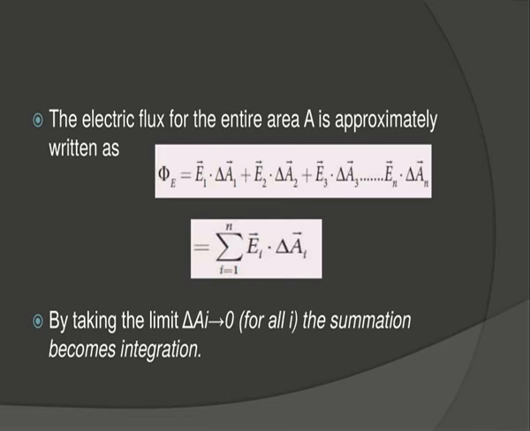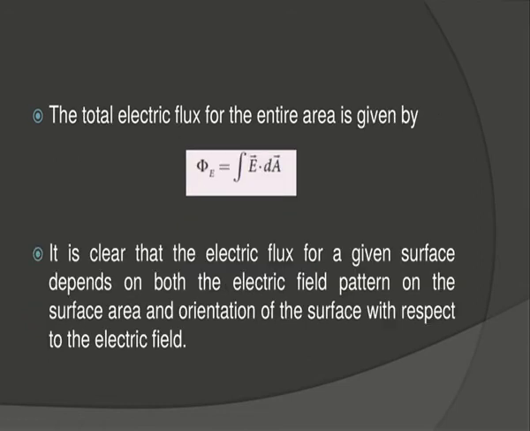So summation of all the terms, then we can write sigma i equals 1 up to n, vector Ei into delta Ai. By taking the limits, delta Ai tends to 0, meaning small, negligible, the summation becomes integration. Then the total electric flux for the entire area is given by integration of E into dA. It is clear that the electric flux for the given surface depends on both the electric field pattern on the surface area and the orientation of the surface with respect to the electric field.